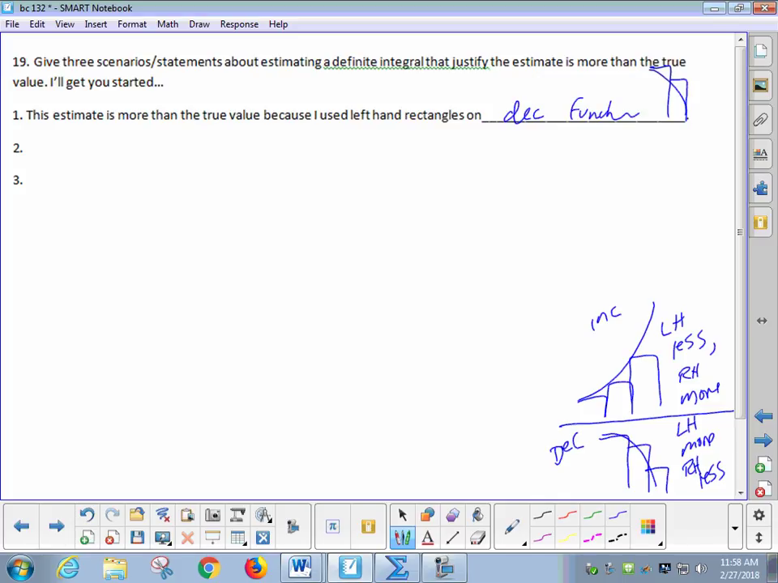Okay? What's another case of overestimate? Left trapezoid? There's no such thing as a left trapezoid. What are you talking about? All right, you mean a right-hand rectangle? Okay. Right-hand rectangle on an increasing function. In which case, because it's increasing, the right side will be more than the left side, so you get more than you should be getting.